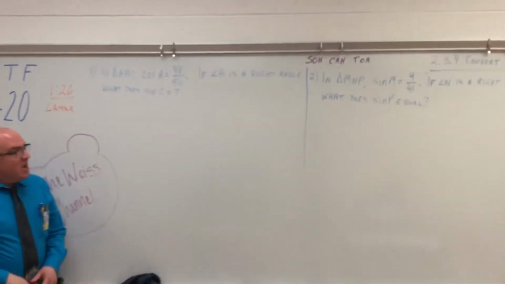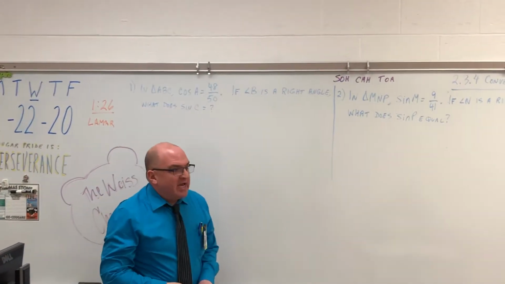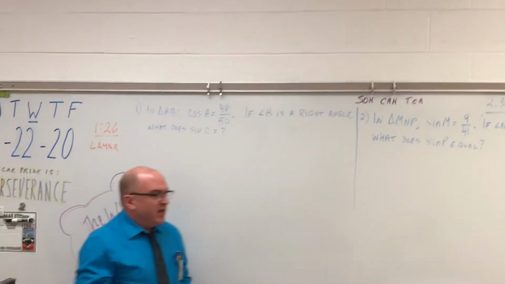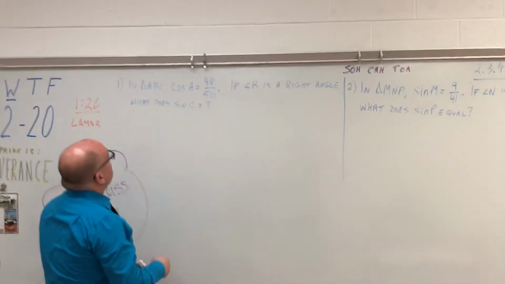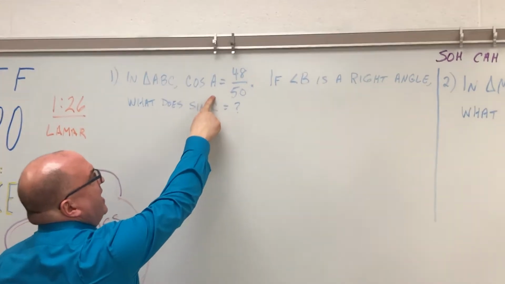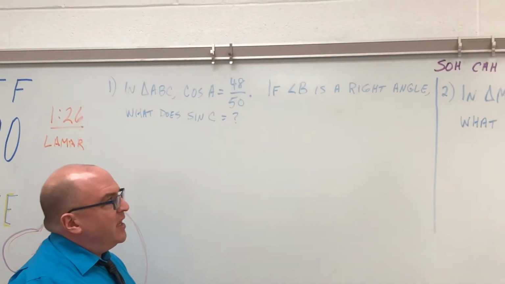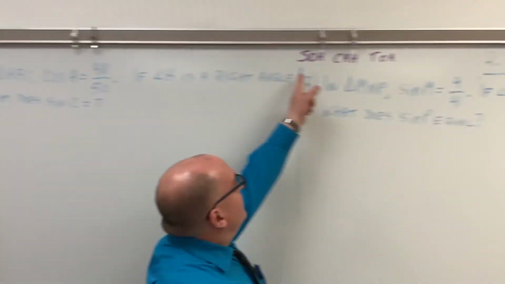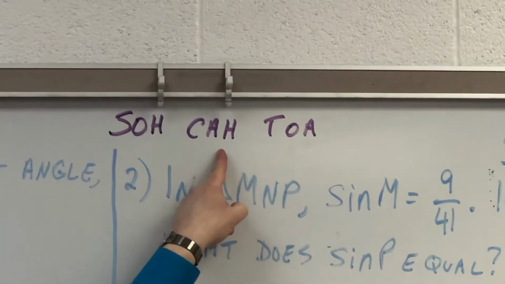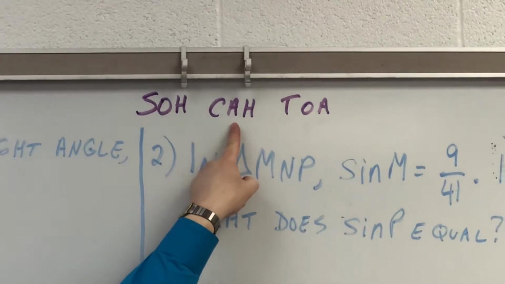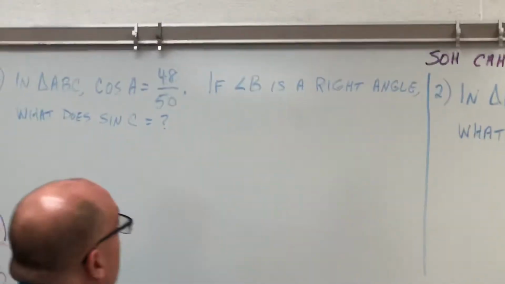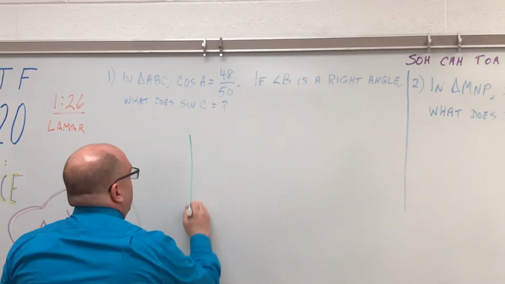Okay, today we are going to convert sine, cosine, and tangent. What? Let me show you. For example, in triangle ABC, cosine A is 48 over 50. What's cosine? Remember SOHCAHTOA? Cosine is what over what? Adjacent over hypotenuse. So, I'm going to draw a right triangle.